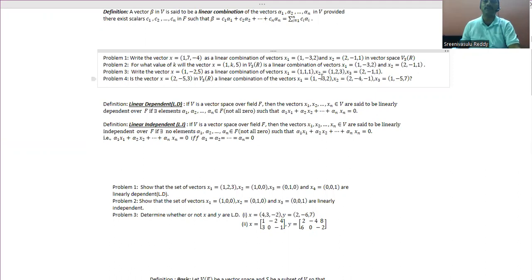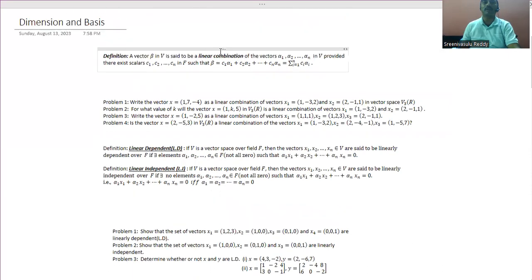We get three equations in three variables, solving by either the matrix method, echelon form method, or whatever it may be. Eliminate one variable from these three equations. We get two equations in two variables, and once again eliminate one variable from those. We get a one-variable value. Later, by back substitution, we get the other values. Similarly, the fourth problem also. This is the topic of linear combination.